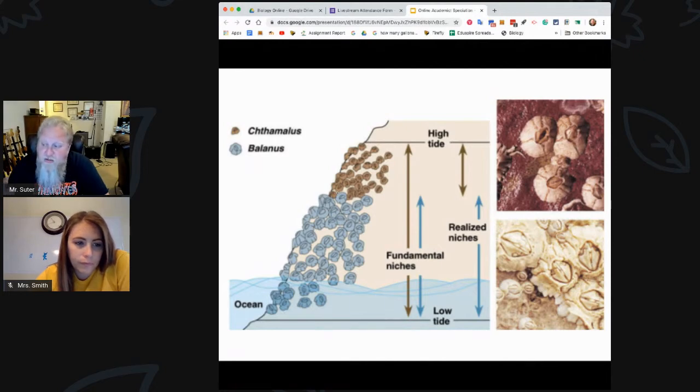Here's where things get interesting. The realized niche. The blue barnacle, though, can outcompete the brown. So notice what happens. It's outcompeted the brown for the lower region, up as high as it can go. So its fundamental niche and realized niche are the same. The brown, since it's been outcompeted, has moved to an area where it doesn't have that competition. Since it can last longer without being submerged, it can go higher on the side of the cliff, and therefore its realized niche is very small, even though its fundamental niche is really big.